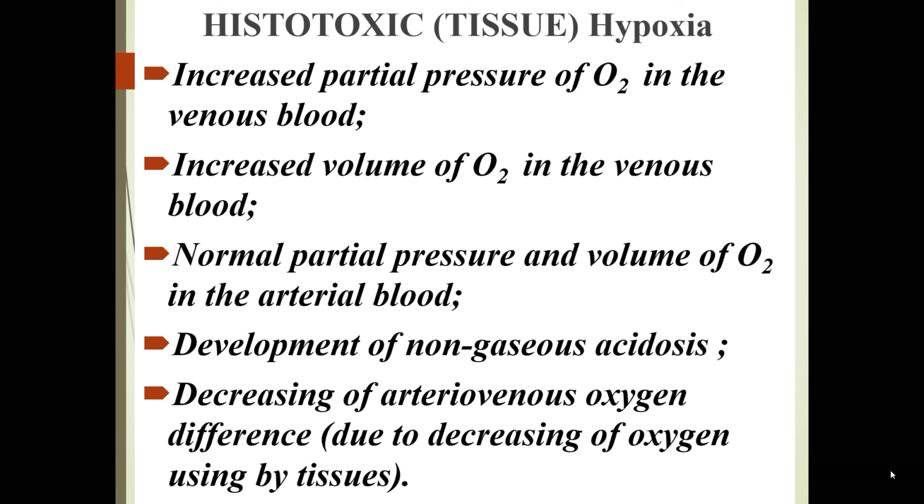In histotoxic hypoxia, there is increasing partial pressure of oxygen in the venous system, increasing volume of oxygen in the venous blood, normal partial pressure and volume of oxygen in the arterial blood, development of non-gaseous acidosis, and decreasing arteriovenous oxygen difference, etc.